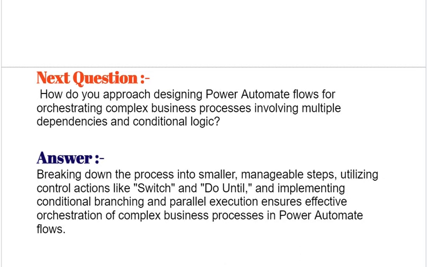Our next interview question is: how do you approach designing Power Automate flows for orchestrating complex business processes involving multiple dependencies and conditional logic? Your answer should be breaking down the process into smaller, manageable steps, utilizing control actions like switch and do until, and implementing conditional branching and parallel execution ensures effective orchestration of complex business processes in Power Automate flows.